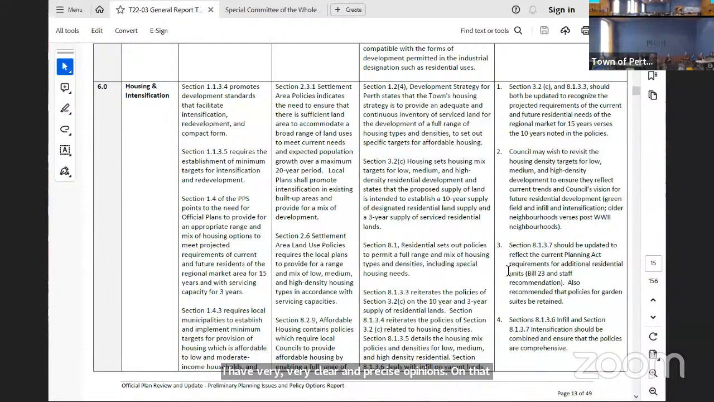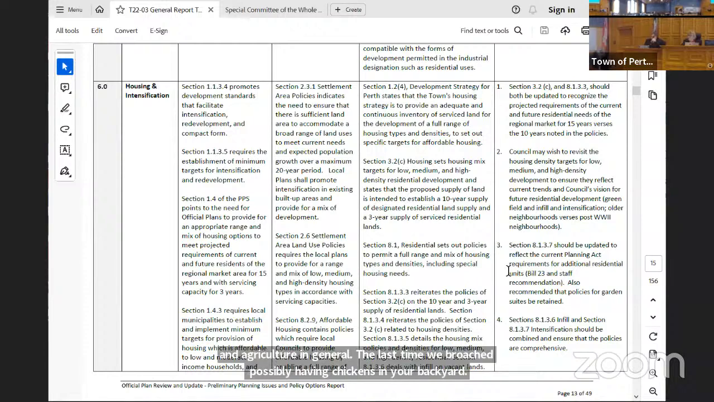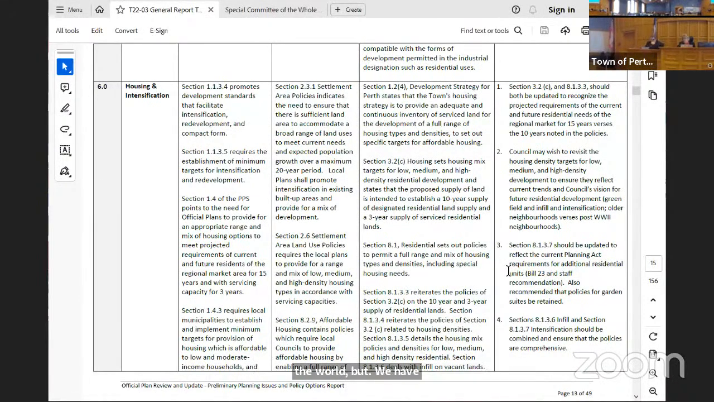Okay, I understand, but that's a good point about being able to afford growth. Second question, well, it's more of a comment. I like how strongly you have come out in favor of community gardens and backyard agriculture and agriculture in general. The last time we broached possibly having chickens in your backyard, there were some people that thought it was the end of the world, but we have no food security and we need to provide for that situation.